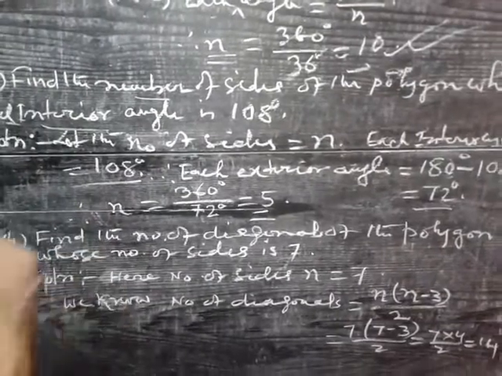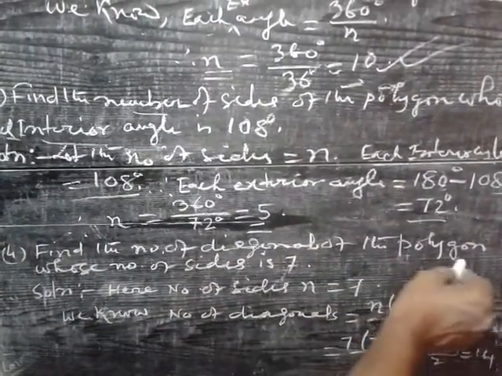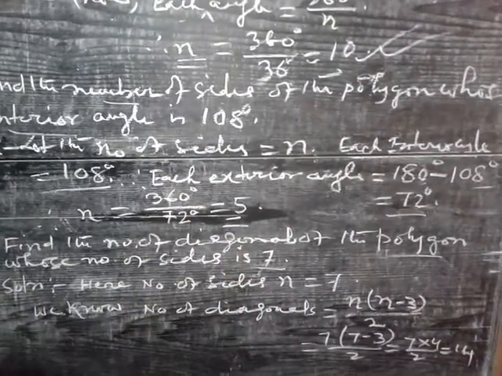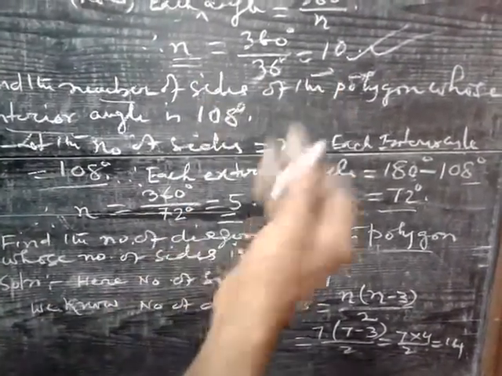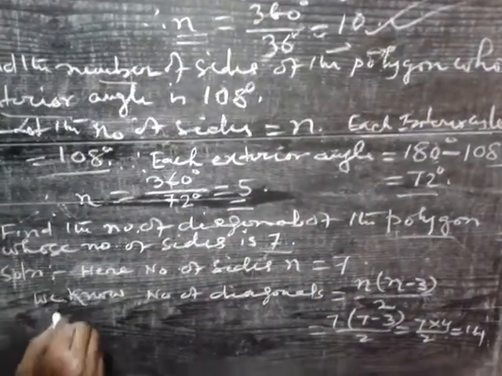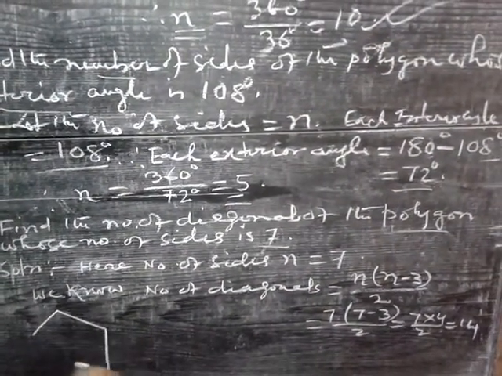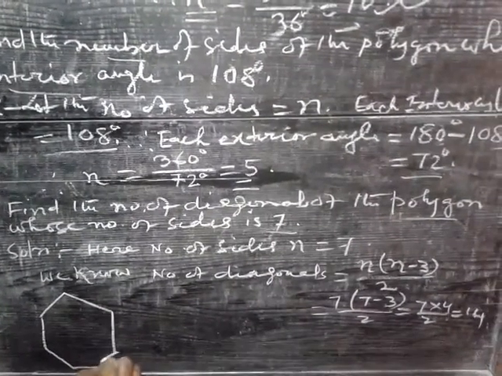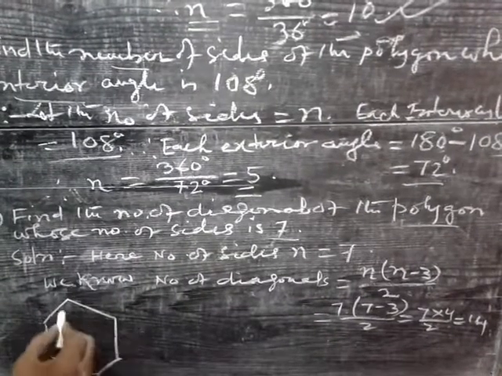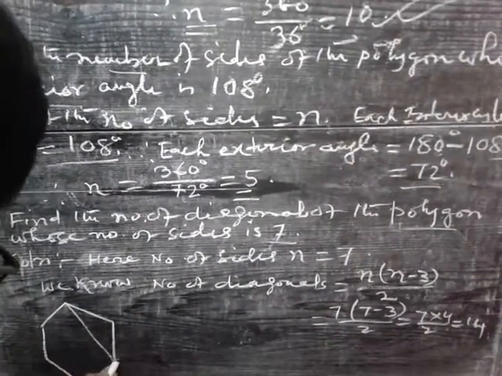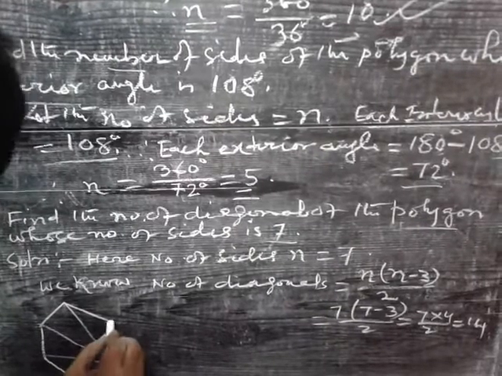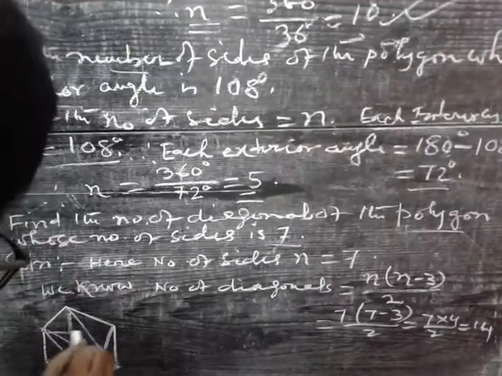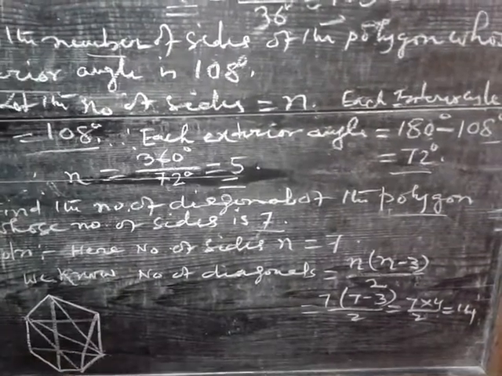Now I am giving you another problem, to find the diagonals of a polygon whose number of sides is 7. This is a heptagon. Heptagon, the number of sides will be 7. So a heptagon is like this. You just take it like this over here. The number of sides is 7. So here, these are the diagonals. You can also draw like this, and so many other ways also.